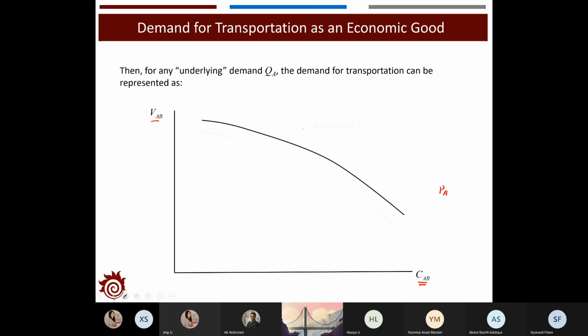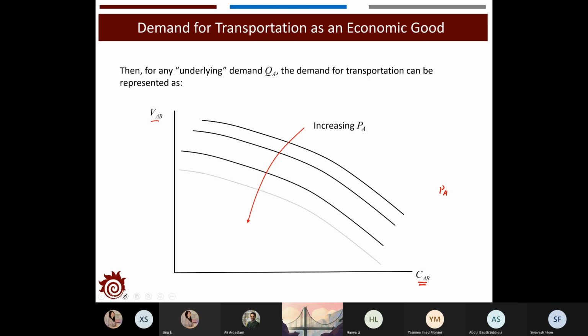And in addition, if you increase the value of PA, if the price at point location A is increasing, of course you're going to observe a smaller value of the volumes from A to B. So that's what you're going to observe about decreasing VAB by increasing PA. And this is the part that we analyze about the demand of transportation as an economic good.